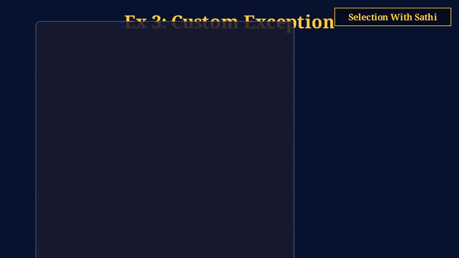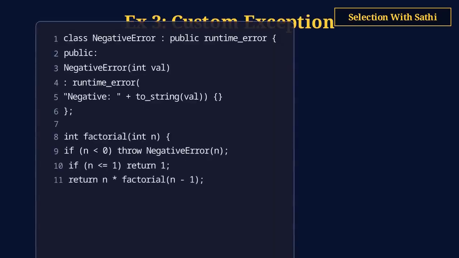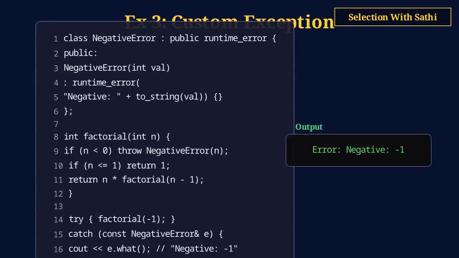Third example, custom exception. We define class DivByZero that inherits from std::exception. We override the what method to return the message "division by 0". In our divide function, if b equals 0, we throw DivByZero. The calling code wraps the call in a try block. The catch block catches const DivByZero reference and prints e.what(). Output: division by 0. Custom exceptions make error handling clean and specific.